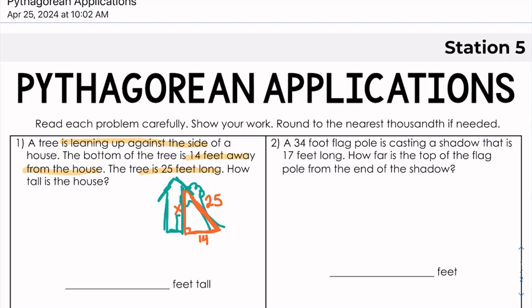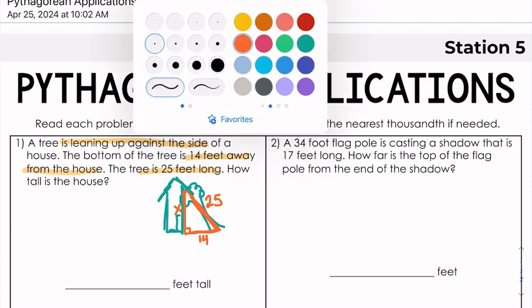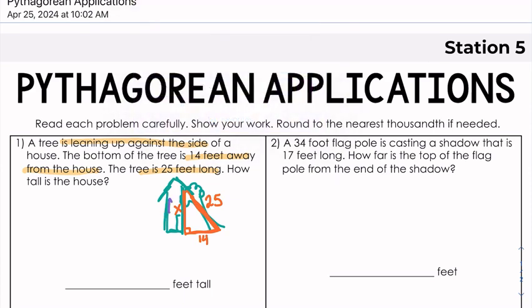So when I fill out my Pythagorean theorem, I'll change colors again so you can see the difference here. I've got my A, I've got my B, and I've got my C. Let's fill that in. A squared plus B squared equals C squared. I don't know my A, but I do know B, that was 14. And I know C, which is 25. Once we fill in our numbers, we can simplify by doing our exponents.